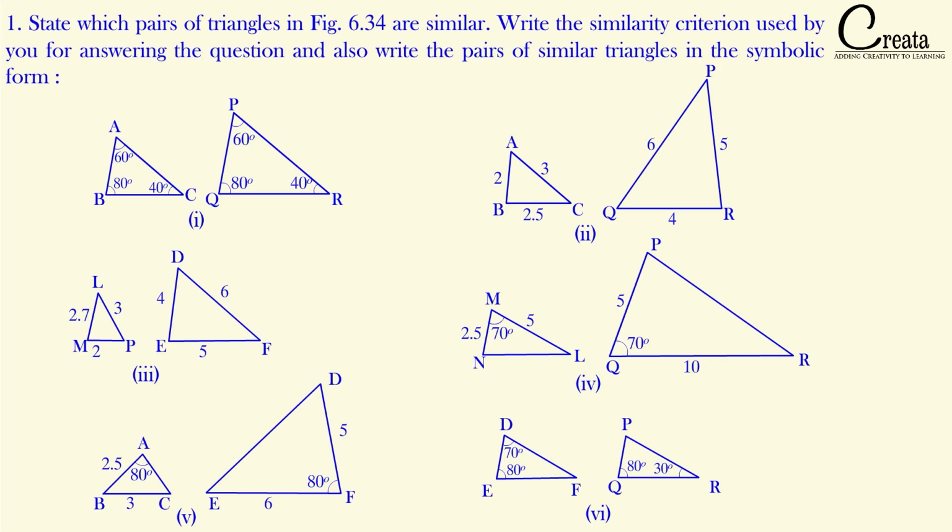Question number 1. State which pair of triangles in figure 6.3 are similar. Write the similarity criteria used by you for answering the question and also write the pairs of similar triangles in the symbolic form. So various figures are given. We have to check whether the two figures in each part are similar or not. Before taking down the question, let's have a glimpse of the three criteria for the similarity of triangles.